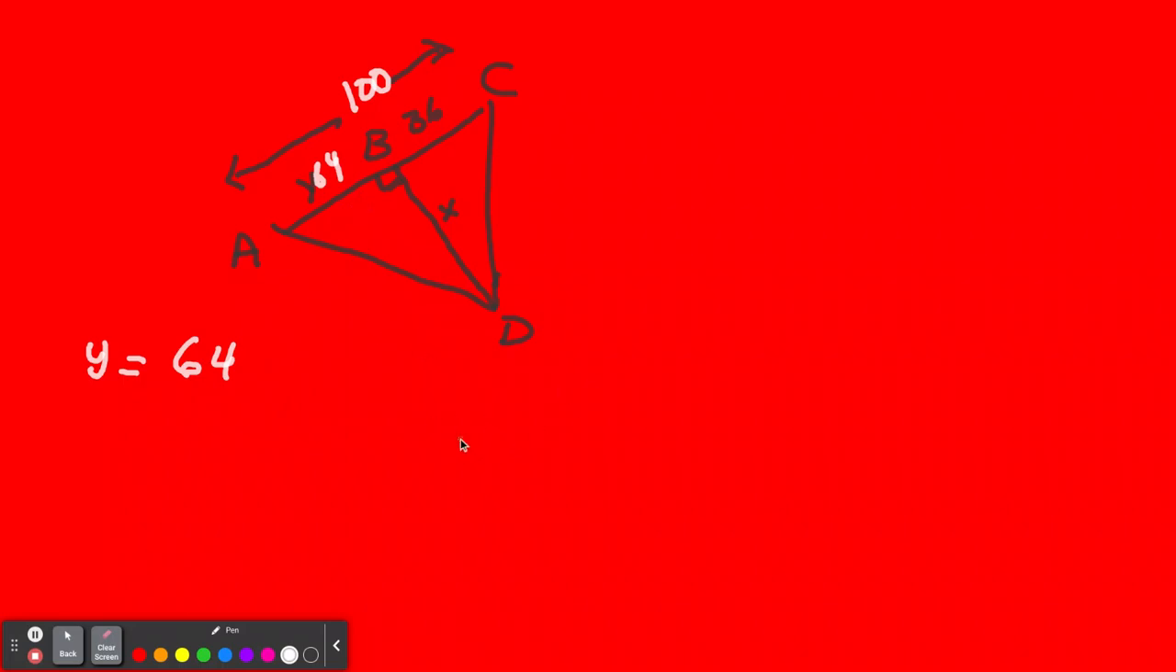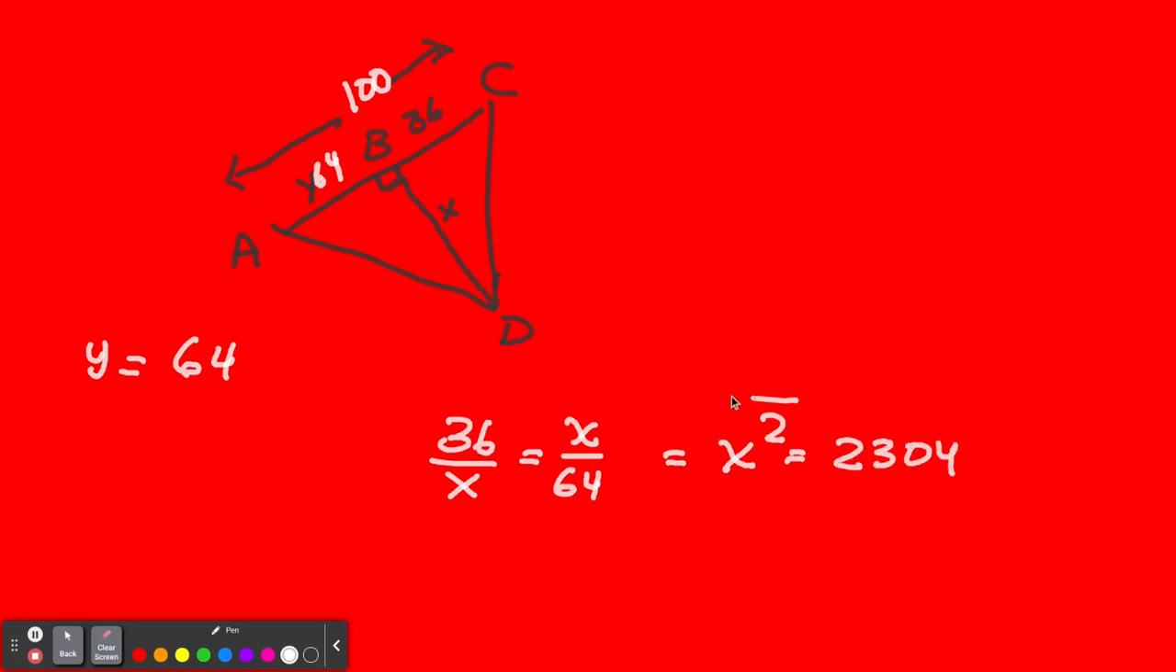Well, we have 36 over x. We'll make a proportion. And that's going to be equal to x over 64. Just do cross multiplying now. You're going to have x squared equals 2,304. Square root both sides. A little algebra here. So the square root of x squared is x. And the square root of 2,304 is 48. So we found 48.